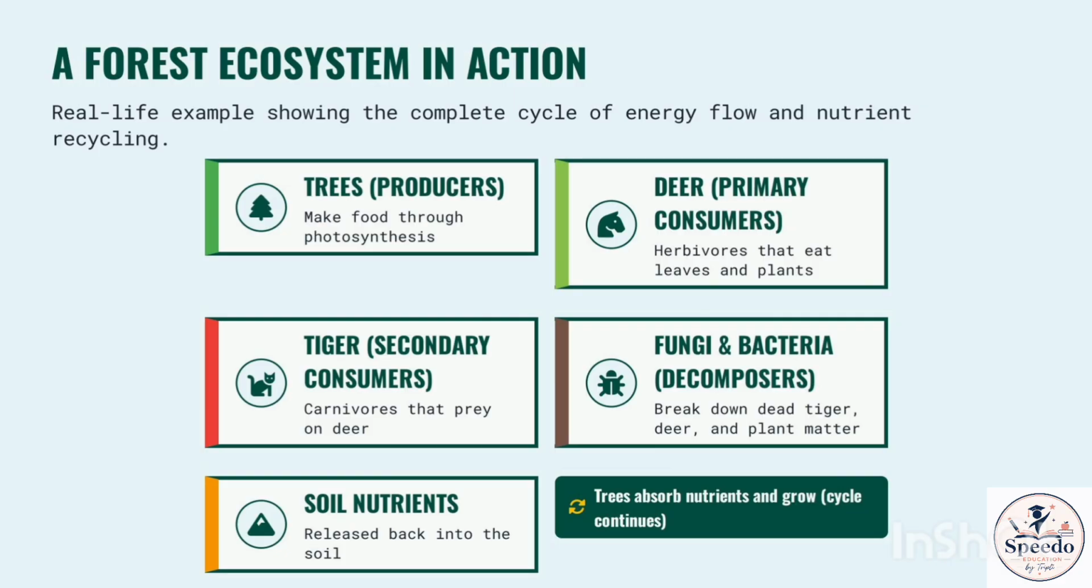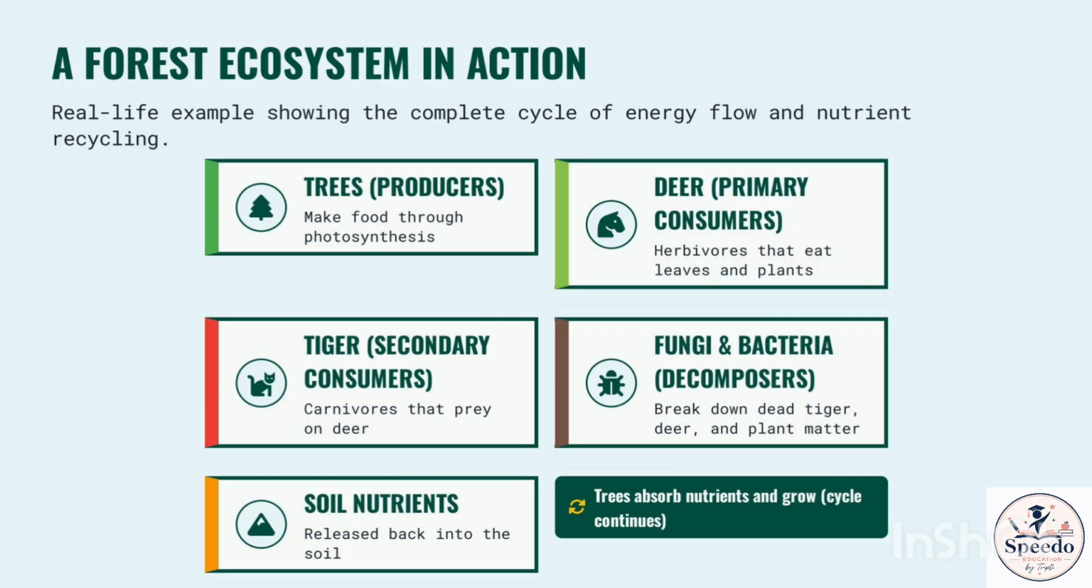Remember an important difference. Energy flows in one direction from the sun to producers and then to consumers. Nutrients, however, are recycled continuously through the action of decomposers. This is one of the fundamental principles of ecology.